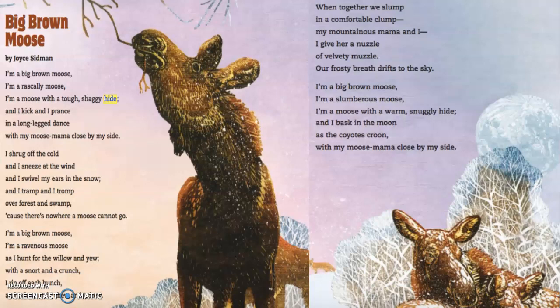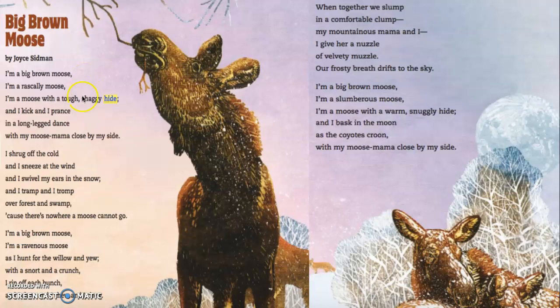Today we are going to read this poem called Big Brown Moose by Joyce Sidman. But before we start reading, I want you to take a look at the word hide. You might know that the word hide means to go and hide somewhere so that somebody cannot find you.